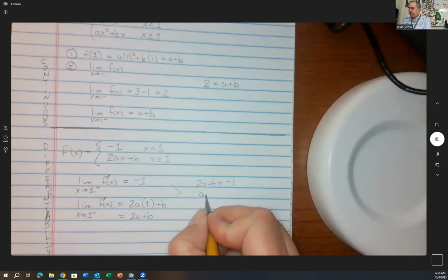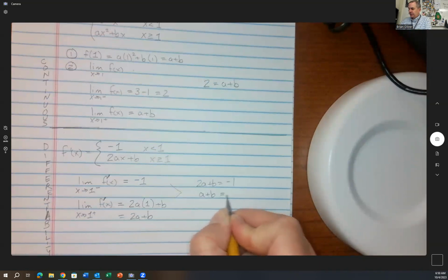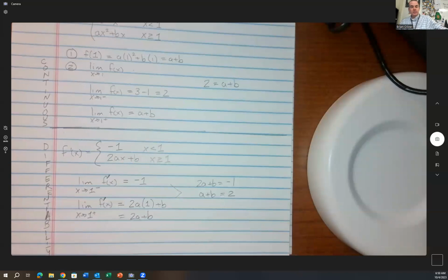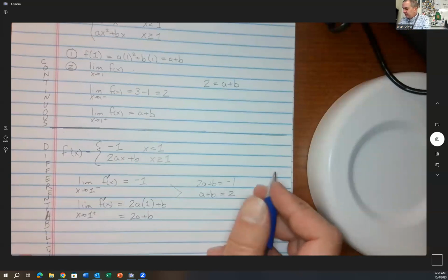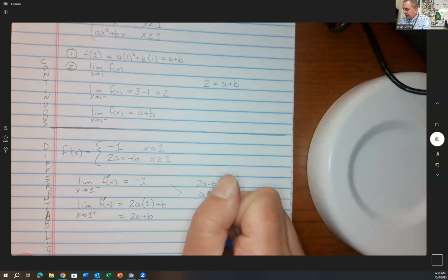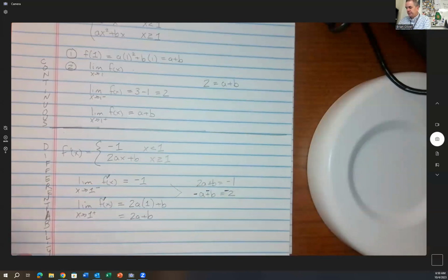What we can now do is a system of equations, kind of like what we've done in the past in Algebra 1. In order to make this work, I'm going to change the signs. I'm going to multiply everything here by -1. 2a minus a gives me a, b minus b gives me 0, -1 minus 2 is going to give me -3. So a is going to be -3.